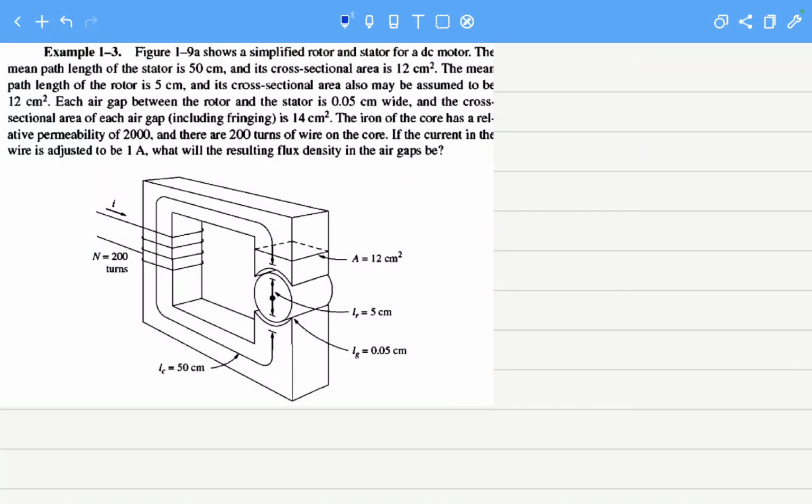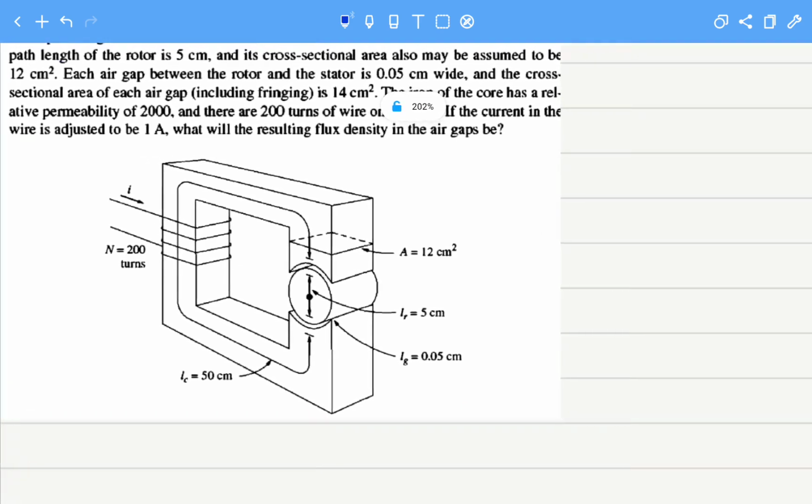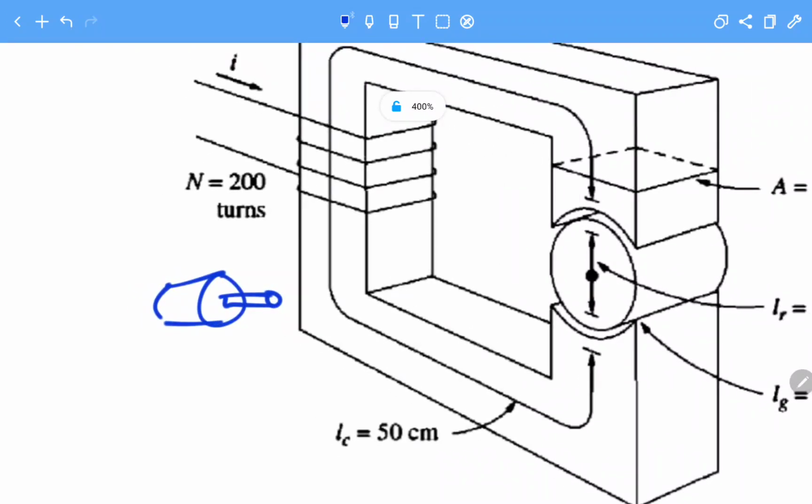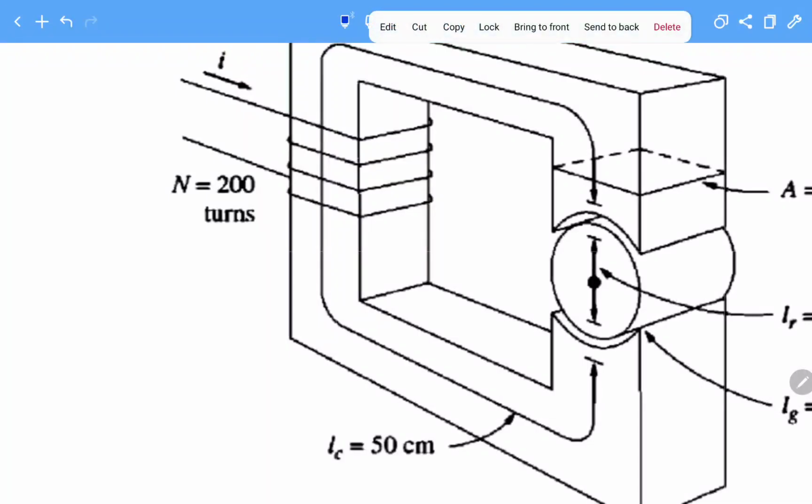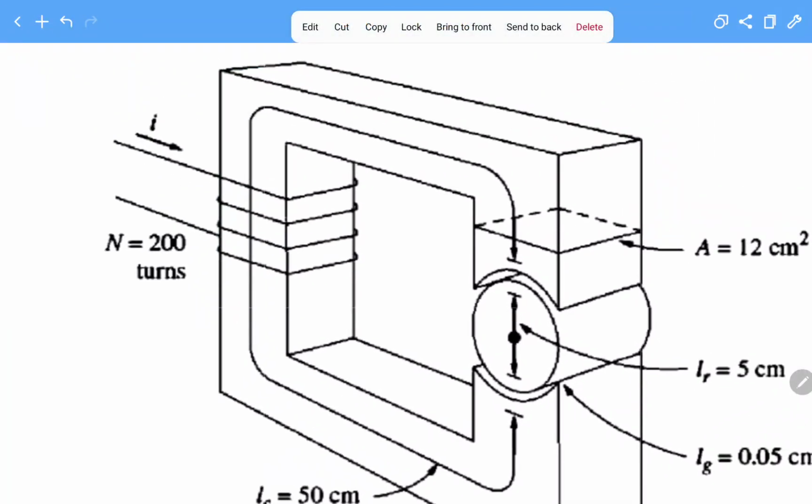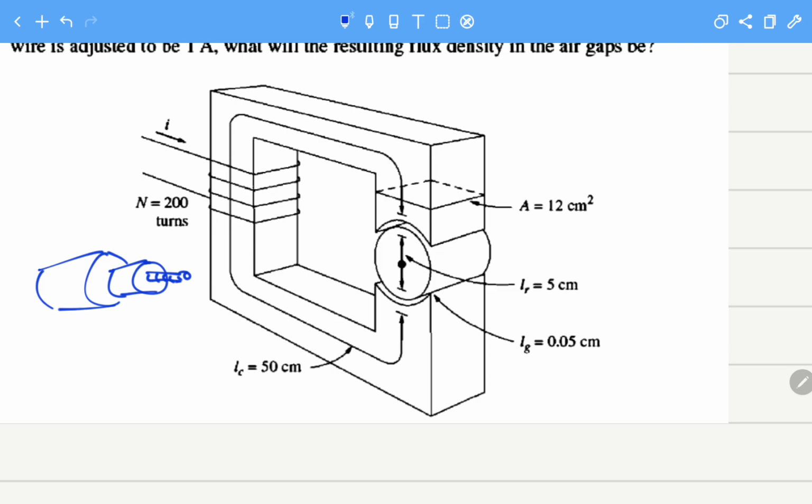Students, the next question is more realistic towards a motor or a generator, in which we have a magnetic core and a rotating part. For example, a typical motor has a rotor and it also has a stationary part, the stator. And there we have a magnetic core.